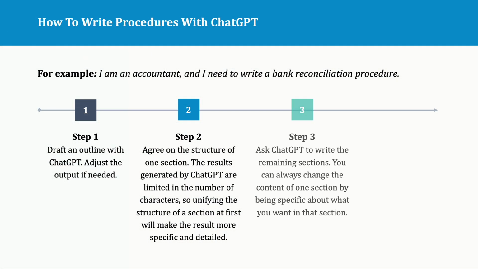This is why I really like to use the structure framework, because you control the output and you are much closer to what you will have done yourself, rather than if you let too much freedom to ChatGPT. After step 2, we go to step 3, which is the easiest one. You just ask ChatGPT to continue to write the other sections. Let's see how to do that.